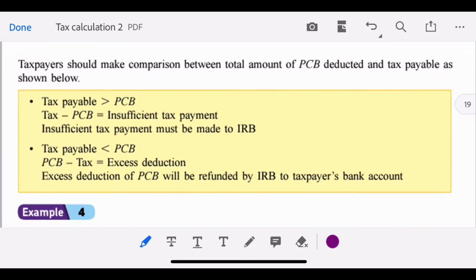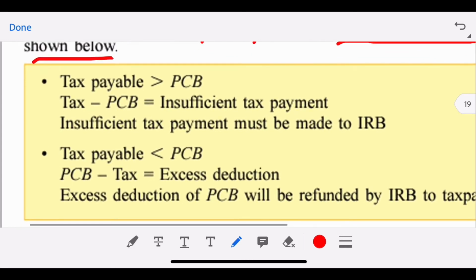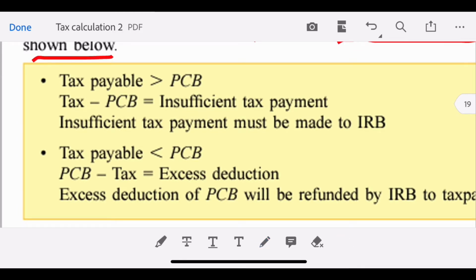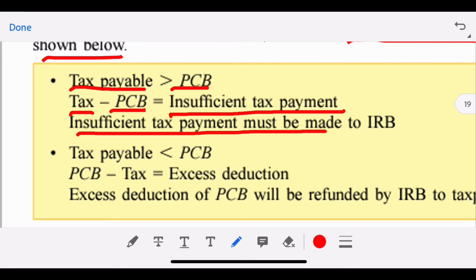Okay, so let's have a look. Taxpayers should make a comparison between the total amount of PCB deducted and tax payable as shown below. Alright, let's have a closer look at this condition. Tax payable more than PCB will be tax minus PCB, equal to insufficient tax payment. Insufficient tax payment must be made to IRB.